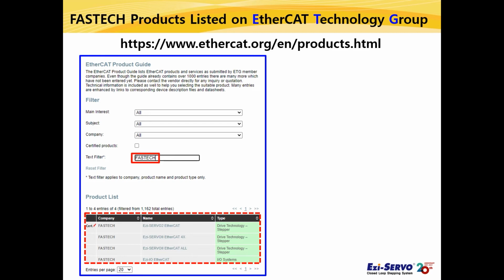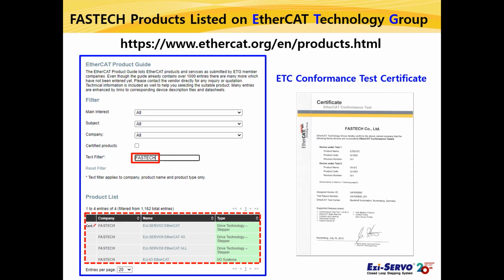ETG, the Worldwide EtherCAT Association, was founded in Germany by Beckhoff, the creator of EtherCAT. FASTECH has received compatibility verification at ETC, the EtherCAT Test Center, which is an affiliate of ETG, and verifies the compatibility of EtherCAT products. Currently, only Ezi-SERVO EtherCAT, the standard type product, has received official compatibility certification, but the functions based on this compatibility certification have been applied to Ezi-SERVO EtherCAT Mini products.